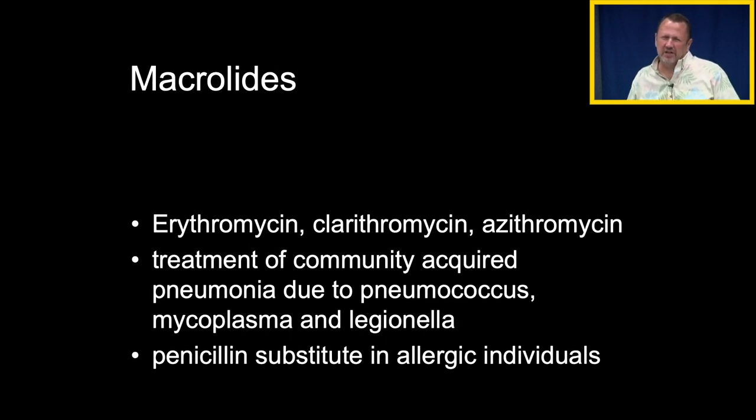The macrolides are erythromycin, clarithromycin, azithromycin. There's one more on the list that's not commonly used, but these are the three most commonly used macrolides. And again, that mycin word doesn't come from the fact they're macrolides. The mycin word comes from the fact that they're polyketides. Erythromycin can be used in the treatment of community-acquired pneumonia that is due to pneumococcus. It has use in Mycoplasma and Legionella as well. It can be used as a penicillin substitute in allergic individuals. More and more we're seeing erythromycin-resistant community-acquired pneumonia.